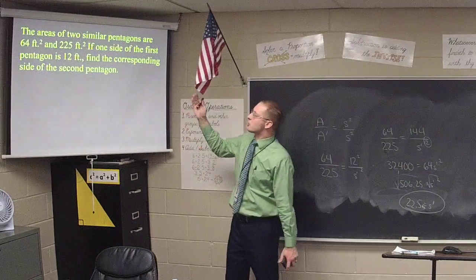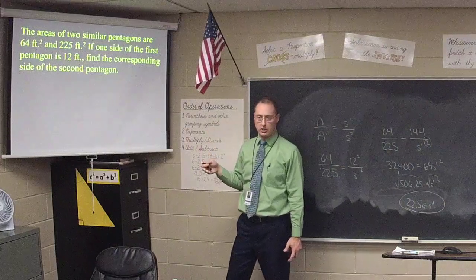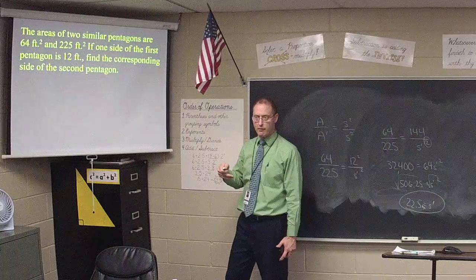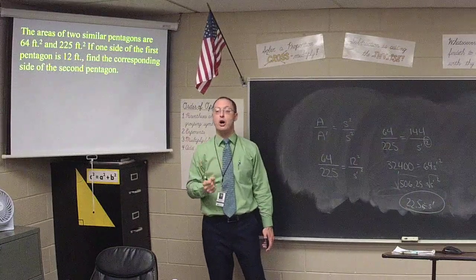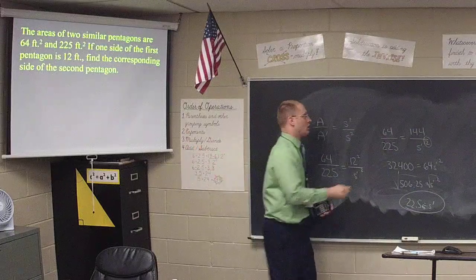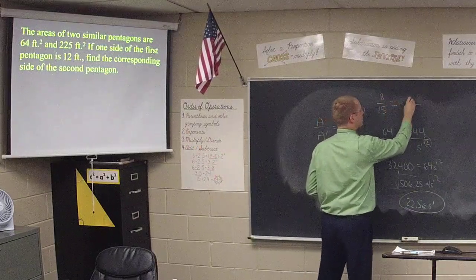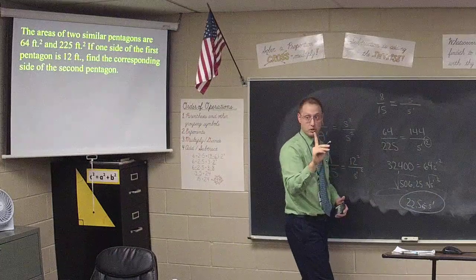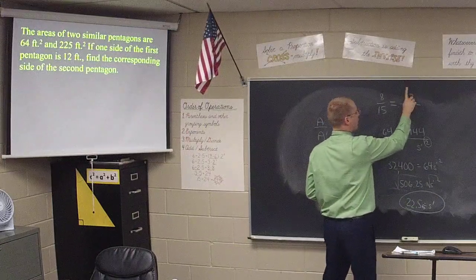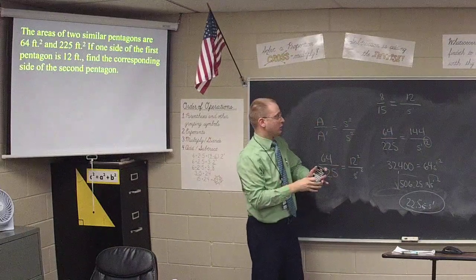If the areas are 64 and 225, then obviously class, the ratio of the areas is 64 to 225. So what's the ratio of the sides? 8 to 15. So 8 to 15 is the ratio of the sides. Not the ratio of the sides squared, just the ratio of the sides. And since one side is 12, what's the other side? Do you see that's a little bit quicker?